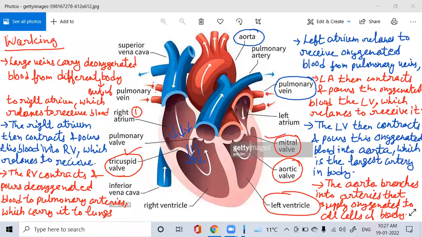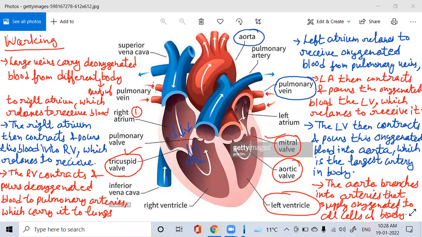Right here, it will flow from atrium to ventricle. Here also, the mitral valve will take care, and the aortic valve will also take care for the third part, when the left ventricle will send the blood to the aorta. So that is very, very important. So this is all about the working of the human heart.